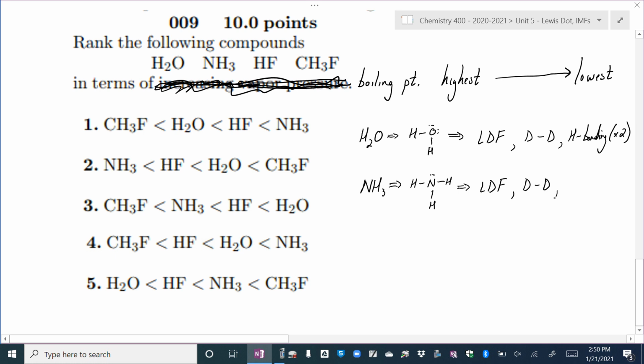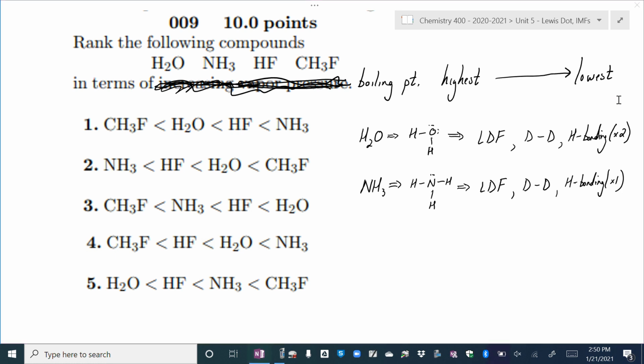The hydrogen's attached to a fluorine, oxygen, or nitrogen. Yes, indeed, nitrogen. So this has hydrogen bonding, but I'm going to put a times 1 there, because the nitrogen only has 1 lone pair. It can only form a hydrogen bond with 1 other hydrogen in a neighboring ammonia molecule. So it can only form 1 hydrogen bond at a time.